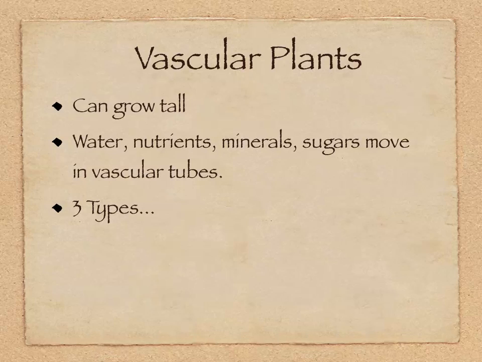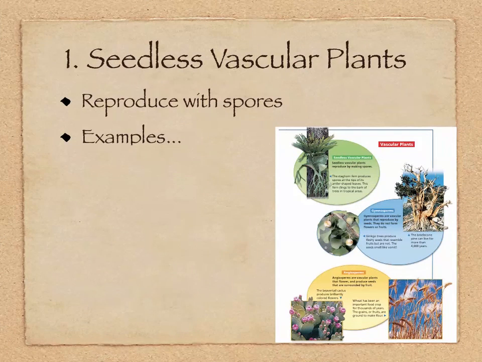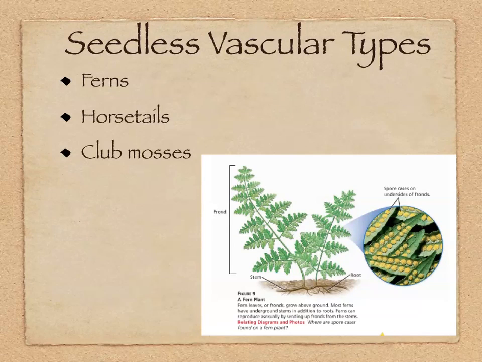Let's look at the first one, actually. Here we go. Seedless vascular plants. The seedless vascular plants reproduce with spores. So they don't have seeds, and examples of seedless vascular plants are very primitive. Let me go through what they are. Ferns, horsetails, and club mosses are the three types of seedless vascular plants.